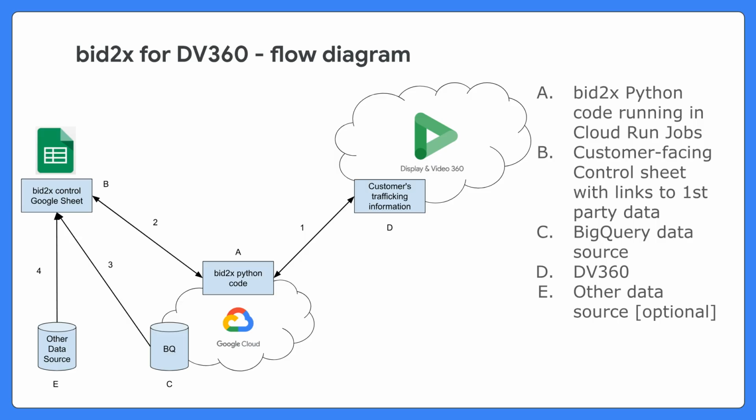For a campaign to be managed by bid2x, its line item should follow a specific naming convention. Most DV360 line item types are supported, except those that don't allow per line item bidding adjustments.